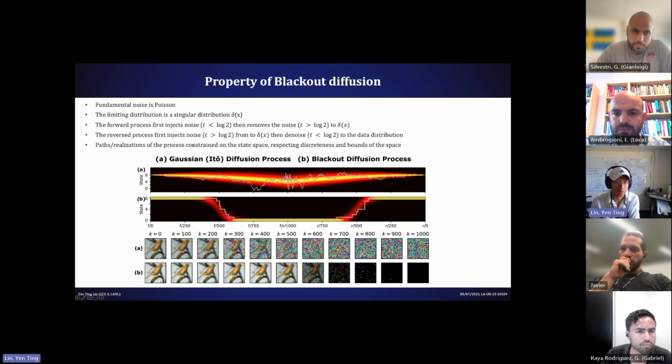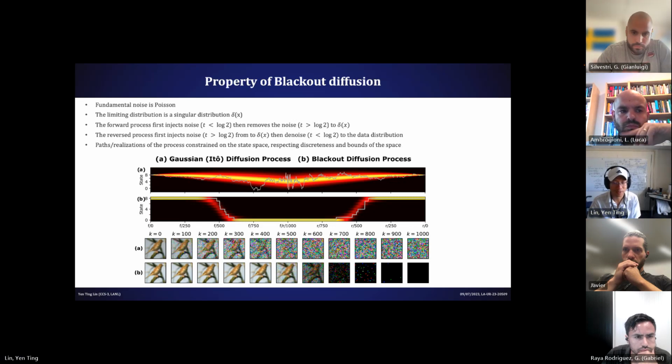Now, the path's realization of a process is constrained naturally on the discrete space, sort of addressing our issue that we want it to be intrinsically discrete, right? And the other thing is that the bounds of the system are actually respected, right? So if I have 0 to 8, in the Gaussian you can see that sometimes it goes outside the 0 to 8. It's not a big problem, but it's like, again, theoretical OCD, it feels weird.